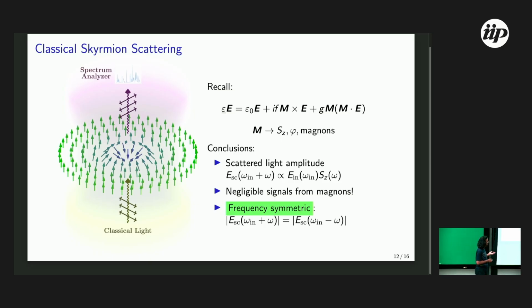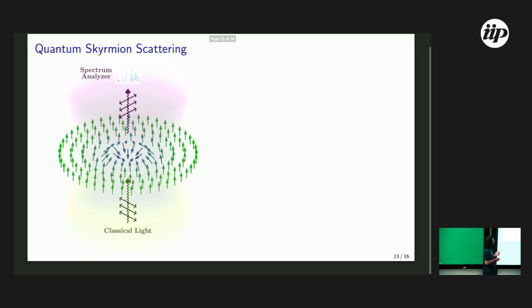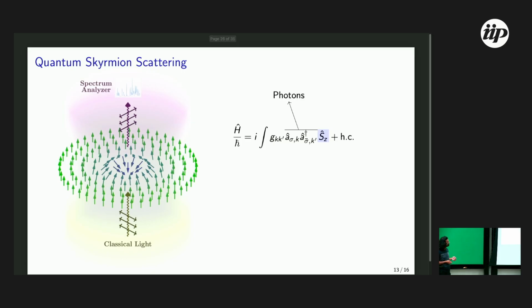And the main point is that because SZ is real, essentially, we have a frequency symmetric output, that the output at plus omega and minus omega relative to the input frequency is the same. That's really important, because if you know from BLS, it does not happen normally in other magnetic systems. In magnons, this symmetry is typically broken in the classical case as well. But here, the system is symmetric enough that we have this symmetry, which is quite nice because this symmetry is broken in quantum dynamics, which I want to show here.